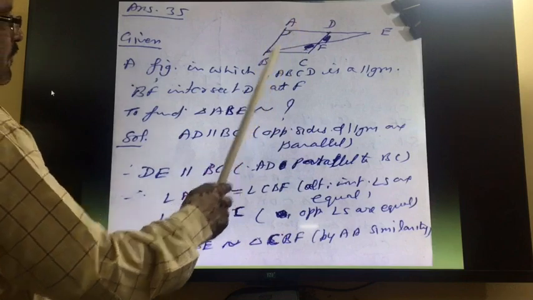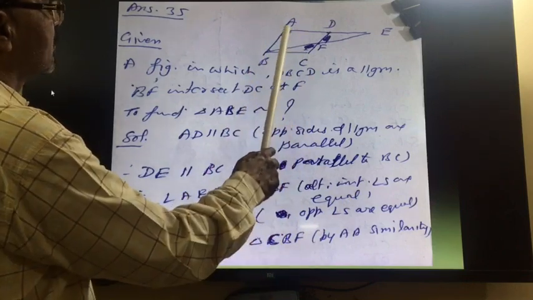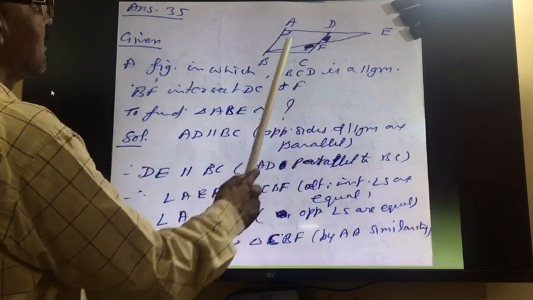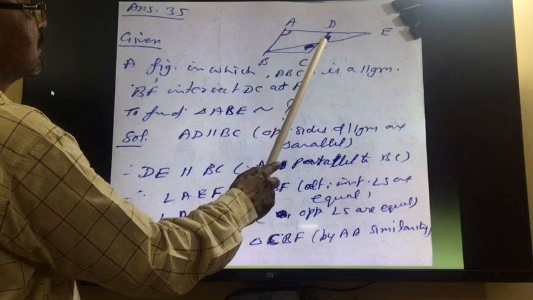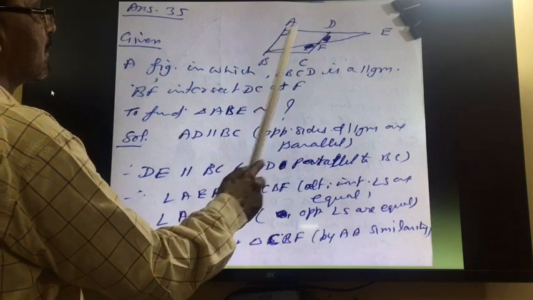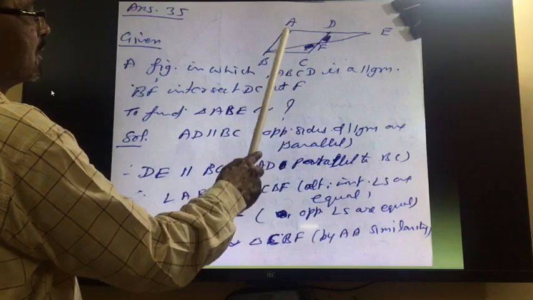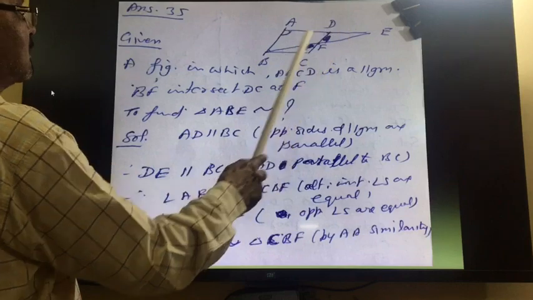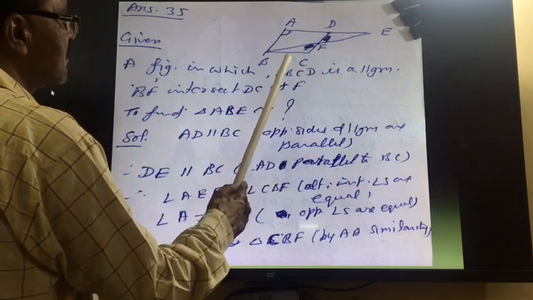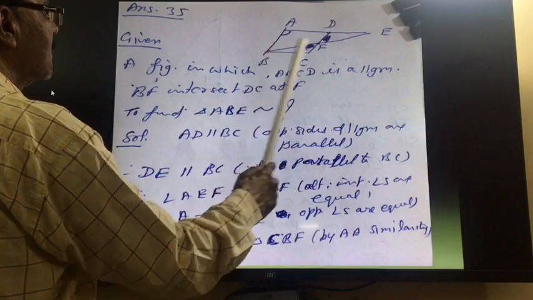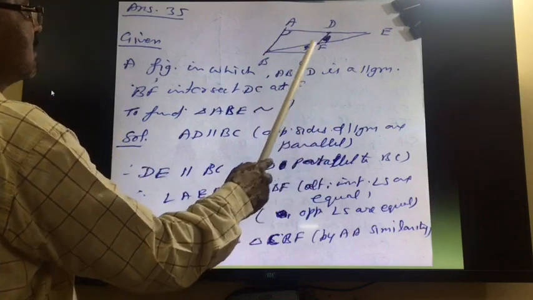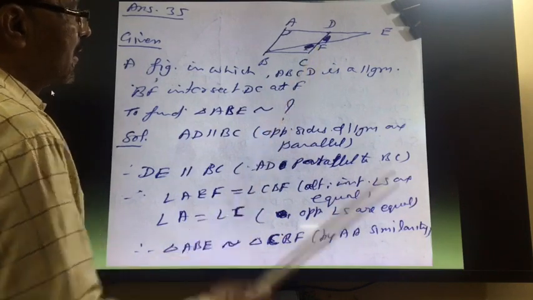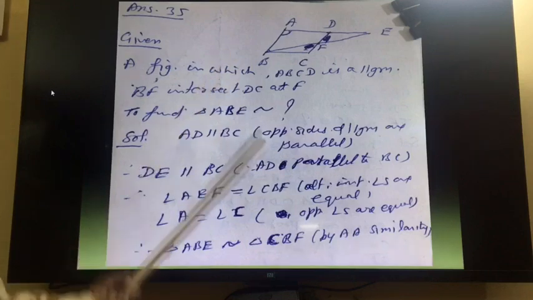So once again, if something is wrong, I am explaining once again. We will take triangle ABE and triangle CFB. Angle A and angle C will be equal, because opposite angles of a parallelogram are equal. And this angle and this angle are alternate interior angles. Two angles are equal, so the triangles are similar. So triangle ABE is similar to triangle CFB. It is CFB, not CBF, by angle similarity. If you want, I can explain this question again.